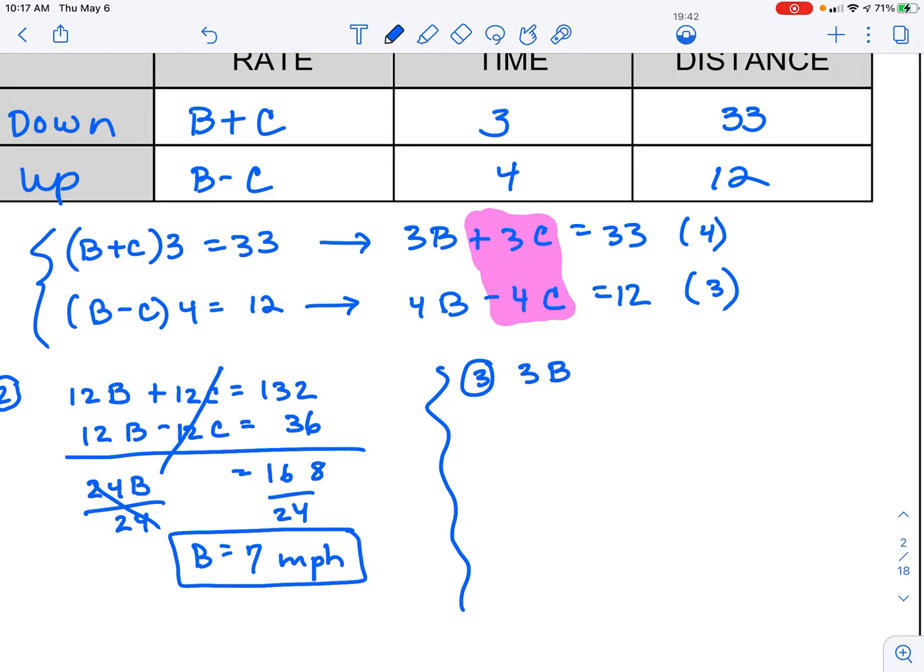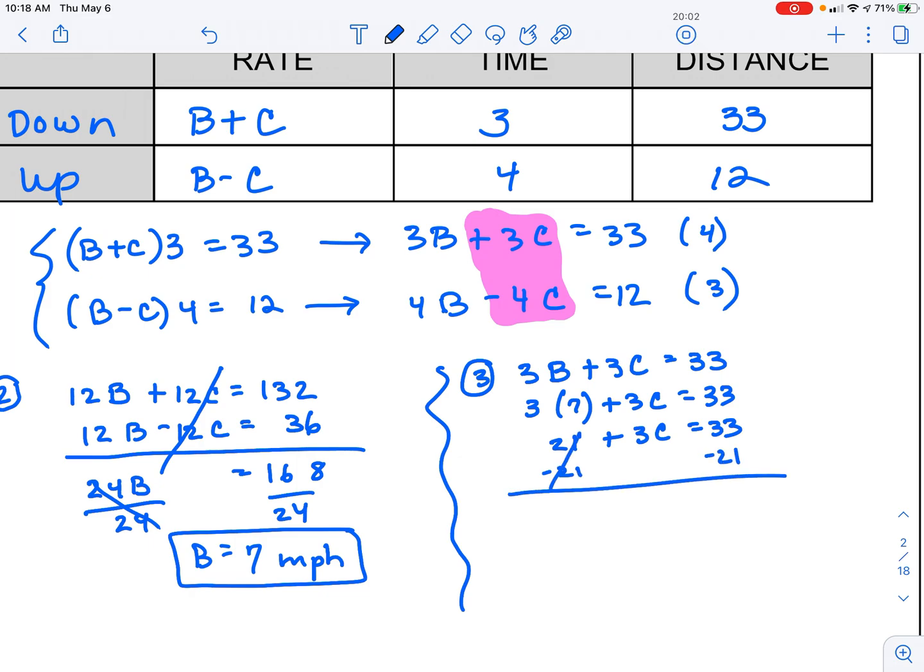So number 3, let's take our formula, one of the two up top there. We'll just grab the first one because I always like adding better than subtracting anyway. Let's put the speed of the boat in there, not the time of the boat, the speed of the boat. So 21 plus 3c equals 33. We'll subtract 21. 3c equals 12. Yep. 3, and c equals 4.